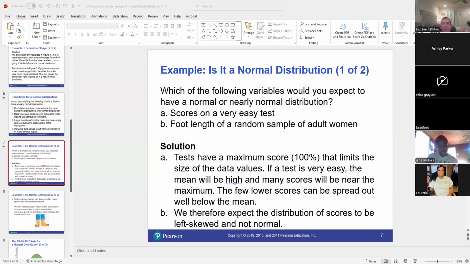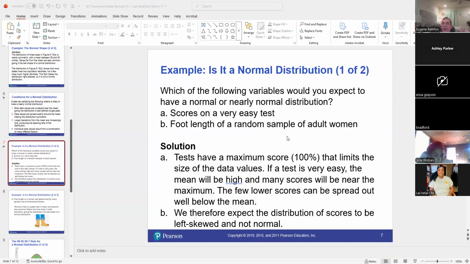And so their solutions, y'all, for A, they're saying the tests have a maximum score of 100%. That limits the size of the data values. If a test is very easy, the mean will be high and many scores will be near the maximum. So the few lower scores can be spread out well below the mean.